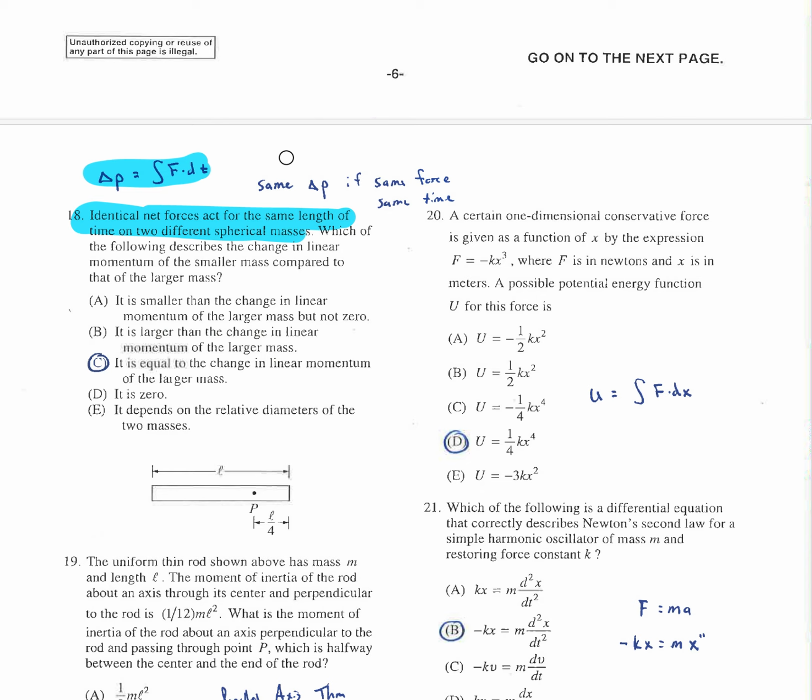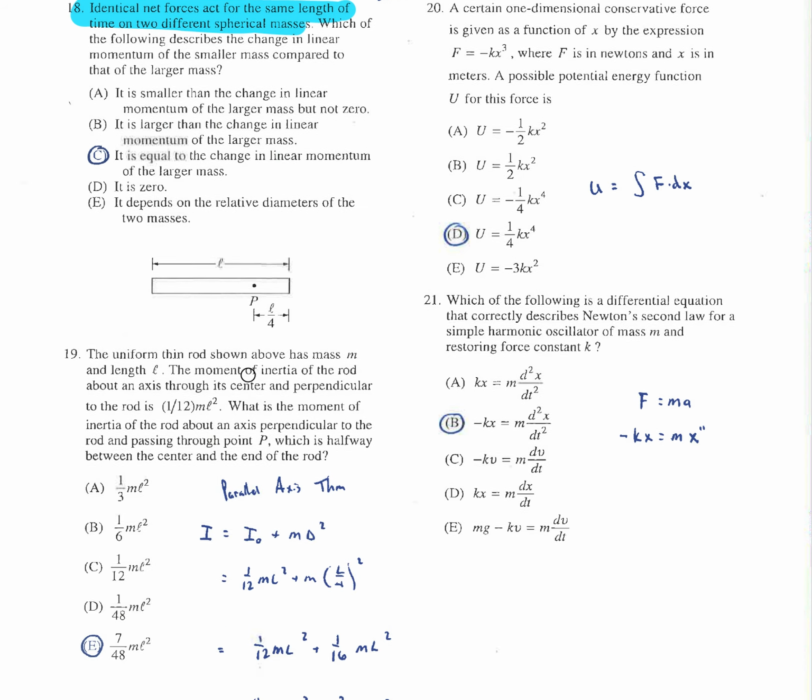If I apply the same force for the same time on a small thing, I'm going to accelerate it and I'm going to get it to a big velocity. A big thing to a small velocity. But the bigger mass, smaller velocity, smaller mass, bigger velocity, but the change in momentum is the same. If F and t are the same, the change in momentum is the same. Don't get momentum confused with velocity.